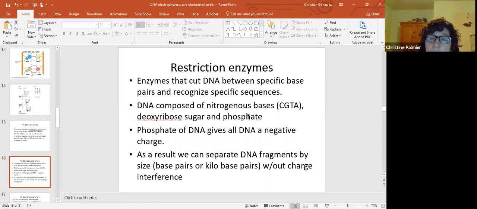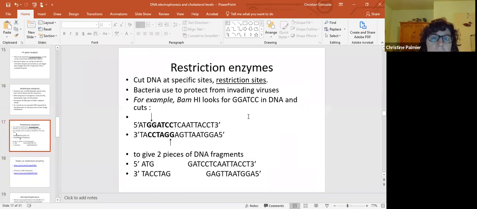And they contain sugar and phosphate. The phosphate of the DNA gives all DNA a negative charge. As a result, we can separate DNA fragments by size, which can be in base pairs or kilobase pairs, without charge interference. Restriction enzymes cut DNA at specific sites called restriction sites. Bacteria use restriction enzymes to protect themselves from invading viruses.